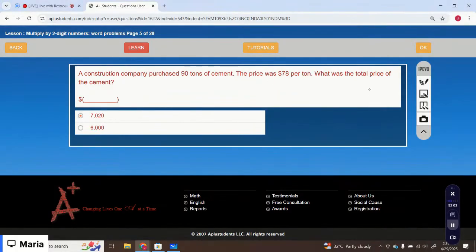Option number 1 is the correct option. Okay, you can complete the lesson by yourself today. So we were working on grade 5 math. The chapter we were working on is multiplication.